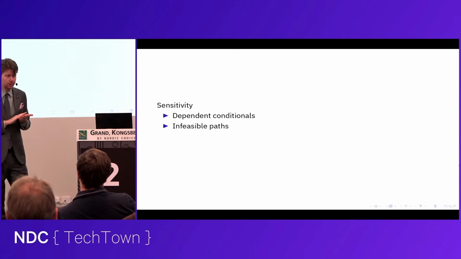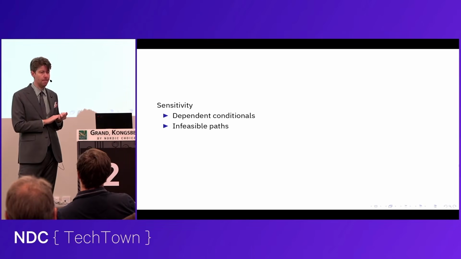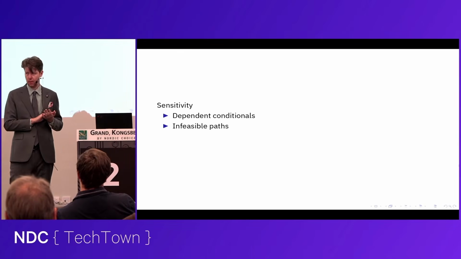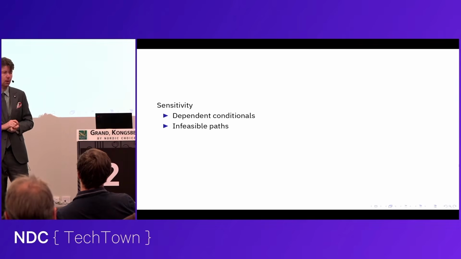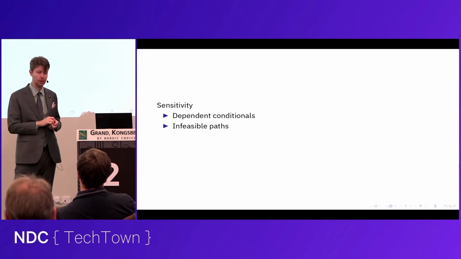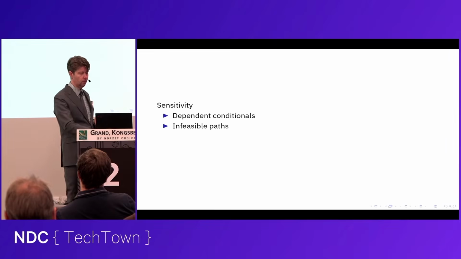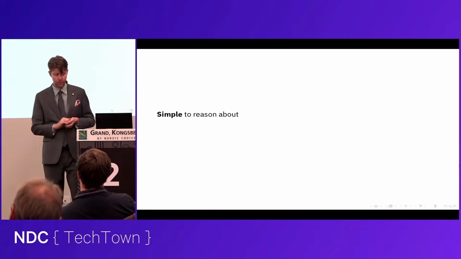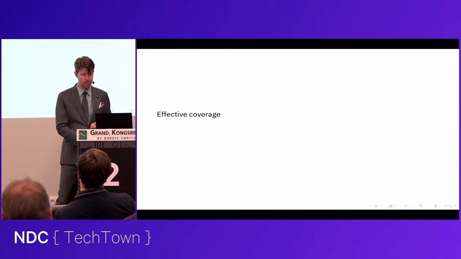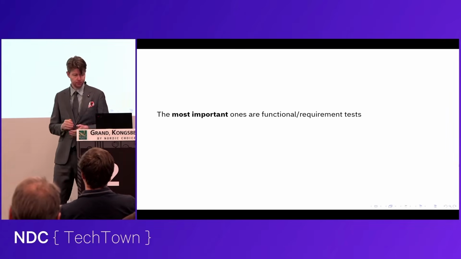And then there's a matter of sensitivity. Prime paths are able to detect these dependent conditionals. And it's also sensitive to paths that you cannot exercise, like the one we saw before with the contradiction in it. Oh, sorry. On top of being very simple to reason about and providing effective coverage.